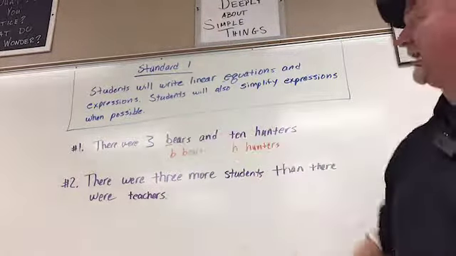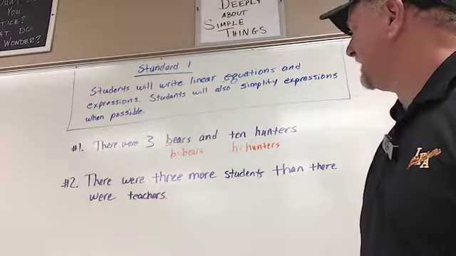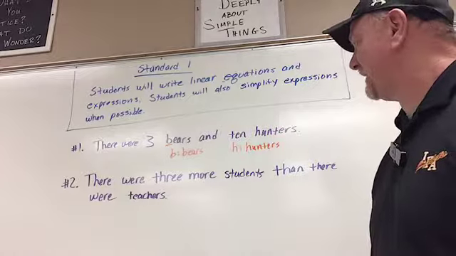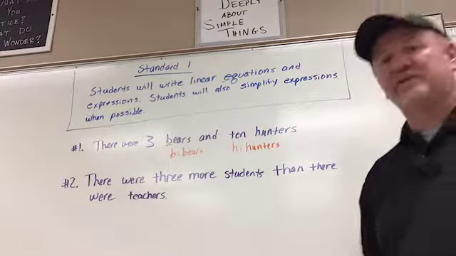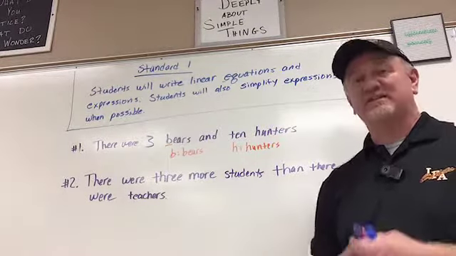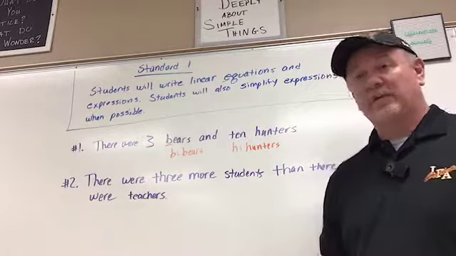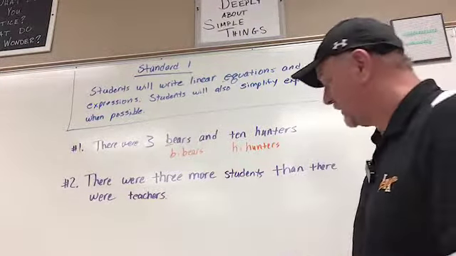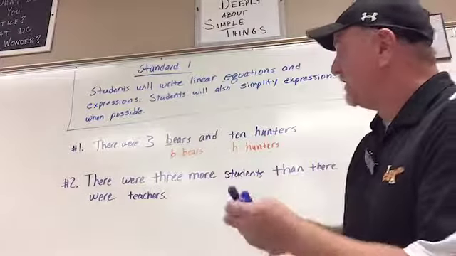So I go back and look at it. There were 3 bears and 10 hunters. It doesn't say there's a comparison there. They're not comparing them. They're just making a statement. And if it's just a statement about something, we're going to make an expression out of it. So there will be no equal signs because there's no comparison. And so we can jump right in.